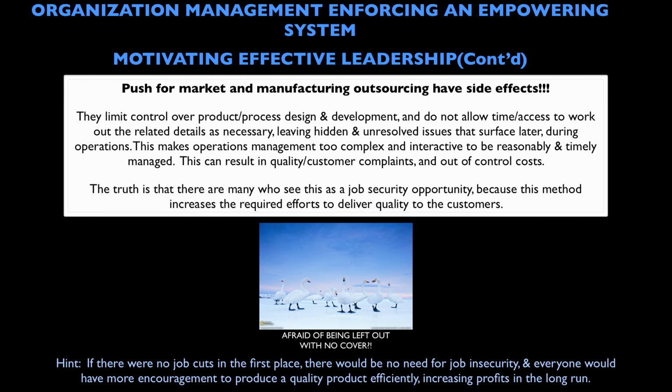The truth is that there are many who see this as a job security opportunity because this method increases the required efforts to deliver quality to customers. Hint, if there were no such costs in the first place, there would be no need for job insecurity, and everyone would have more encouragement to produce a quality product efficiently, increasing profit in the long run.